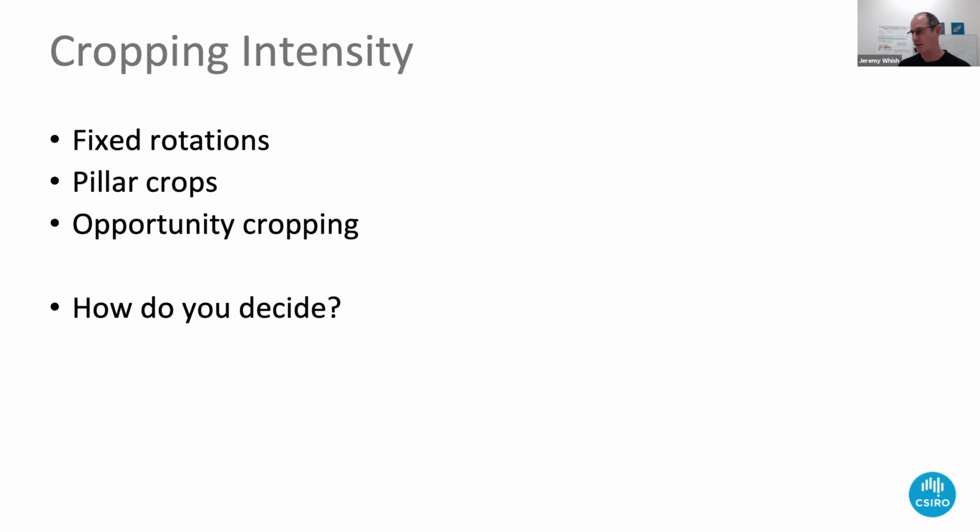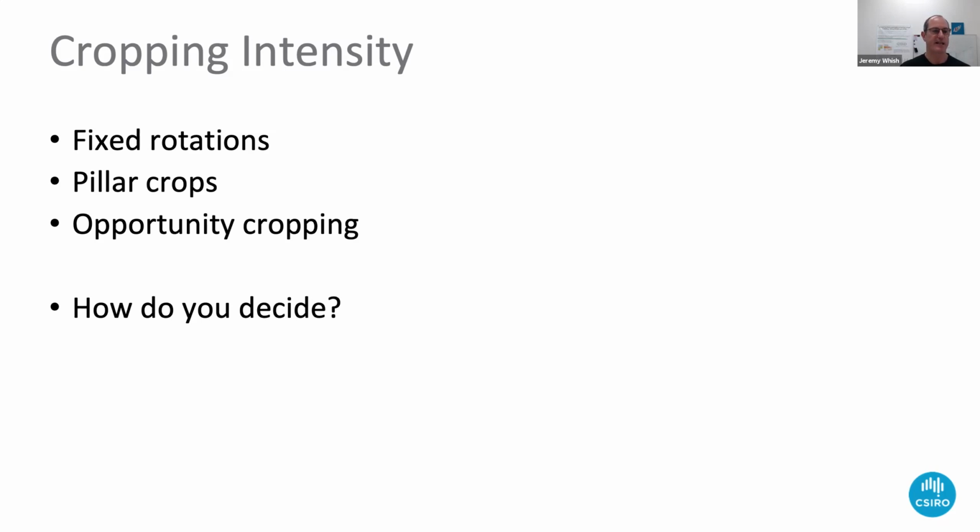A fairly common one, especially in the north, will be probably a sorghum crop, long fallow into a chickpea crop, short fallow into a wheat crop, may do a barley crop then, and then back into sorghum. Or if you skip the barley, you've got three crops in 4 years. Otherwise, people will grow them out a little bit.